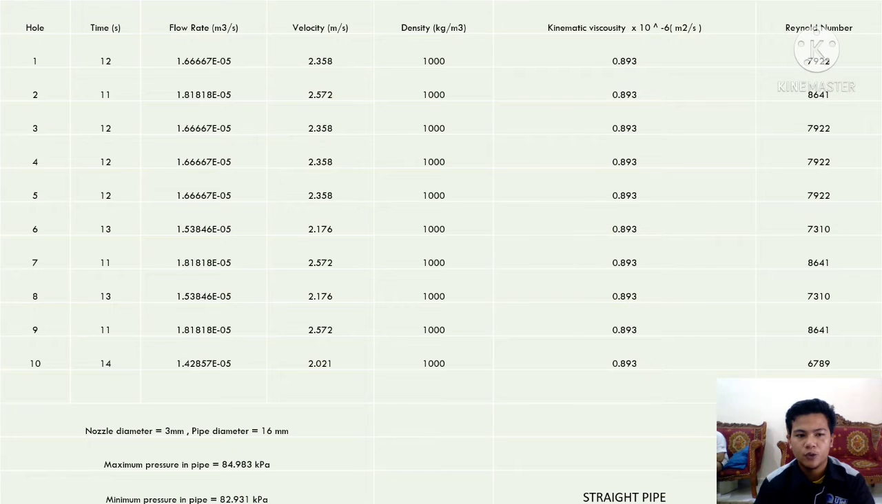After we run the experiment, we take the data by taking the time for water to fill 200 ml, and we calculate the flow rate by the quantity of water divided by time. We get these values in meters square per second, and we calculate the velocity of the water. We get here 2.358, and also density, kinematic viscosity, and Reynolds number.